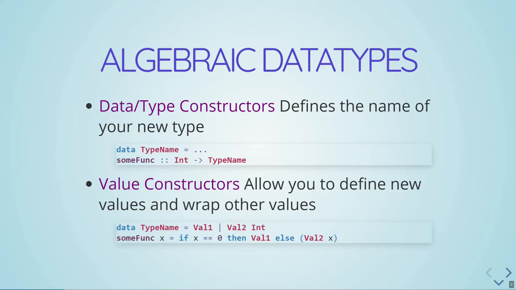So if you write like val2 5, or let's say you have some variable and you write val2 and you attach that variable to it, now this val2 attached with the variable becomes a value. Just on its own, it's just a value constructor, which you could think of as being like a function that takes an int and returns a type name.